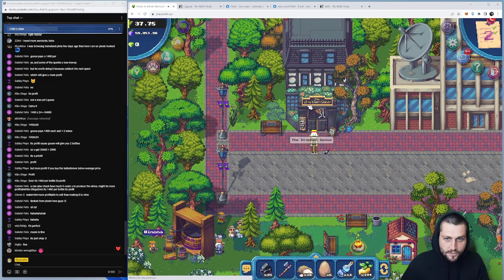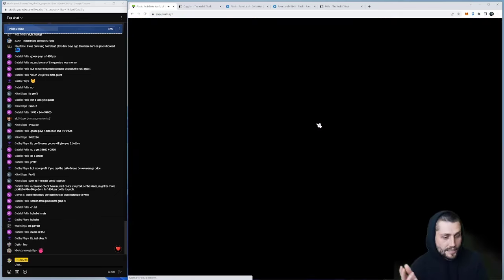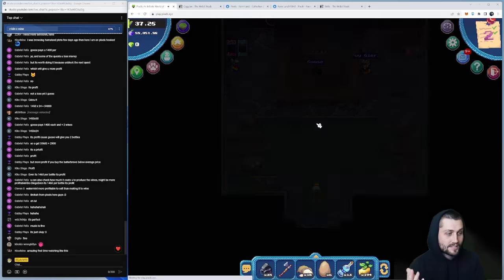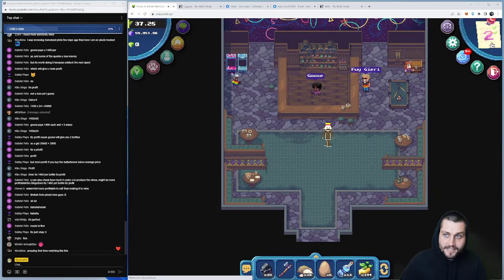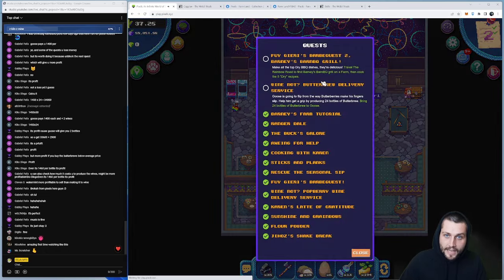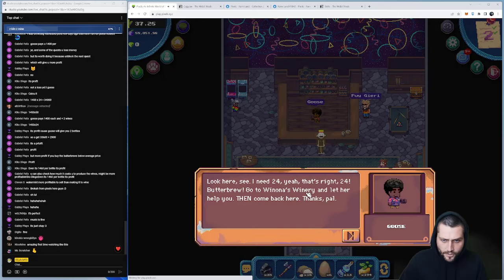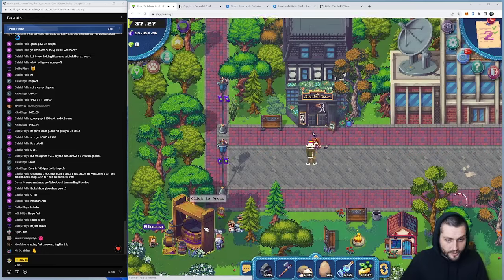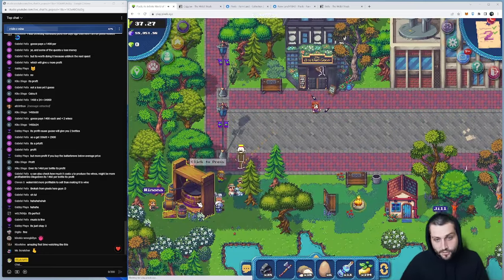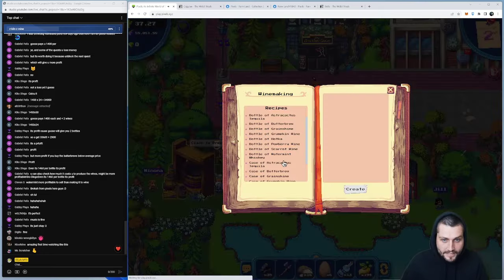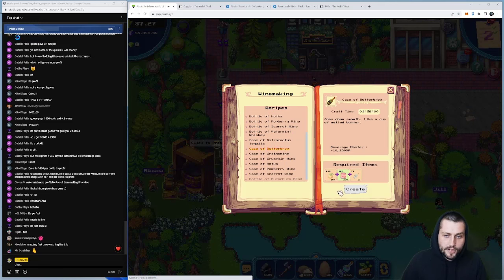And for anyone who's new, you can go to the Drunken Goose and he will give you a quest. He will ask you to create a certain set of wines. Usually it's two cases. And today he asked me to make two cases of butter brew, which is 24 bottles of butter brew. He tells me to go to Winona's Winery. Winona's Winery is just in the bottom left. As soon as you walk out of here, you can click to press. And this is what he is referring to, a case of butter brew, but we need two of them.